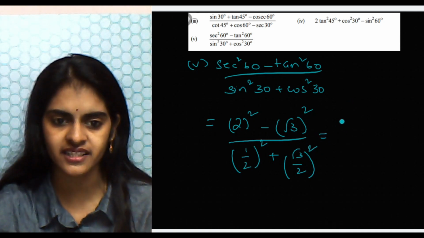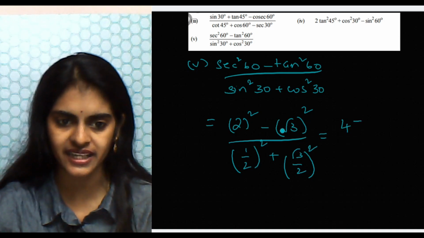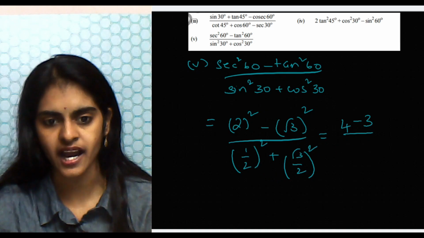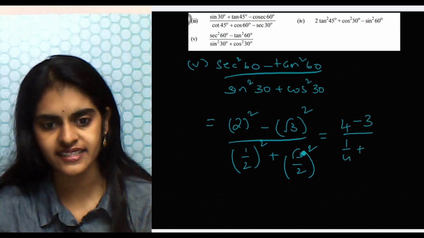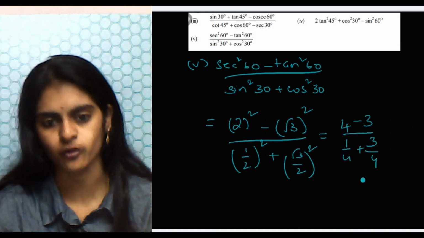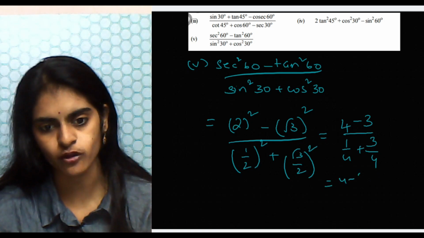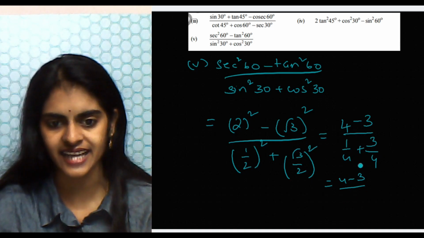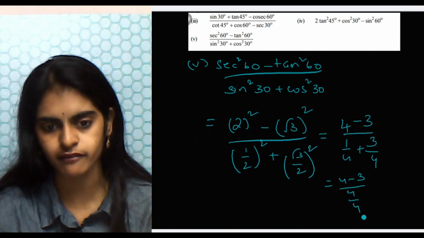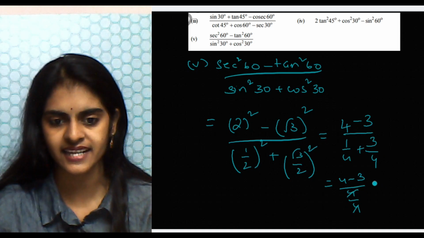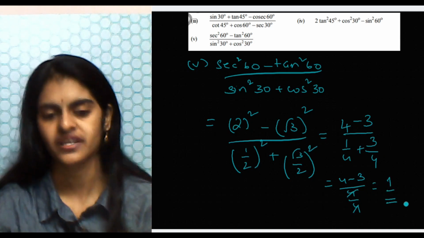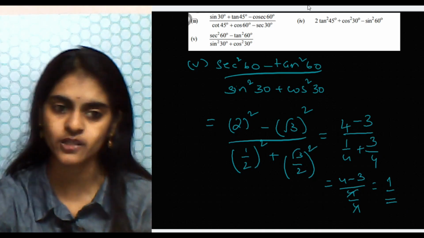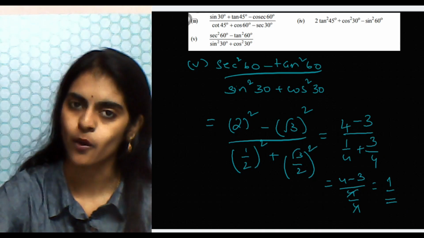Now simplify this. 2 square is 4 minus root 3 square is 3, divided by 1 by 4 plus root 3 square is 3 by 4. So simplifying, this is 4 minus 3 divided by, these are like fractions, you can directly add them. 1 plus 3 is 4 by 4. This gets cancelled. Now 4 minus 3 is 1. So the expression is 1.